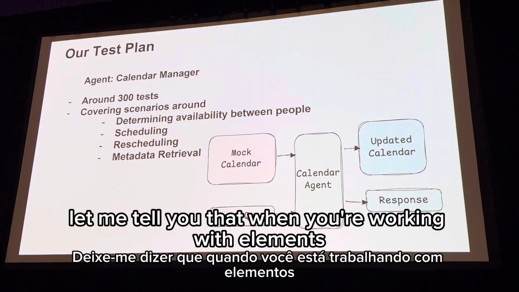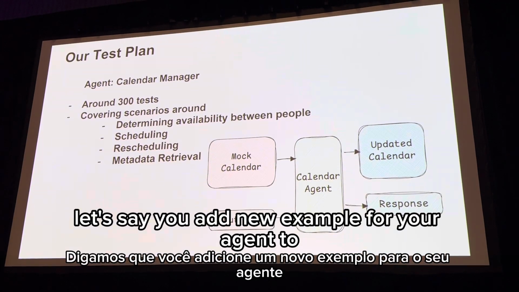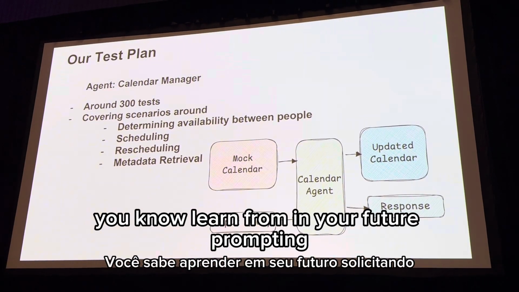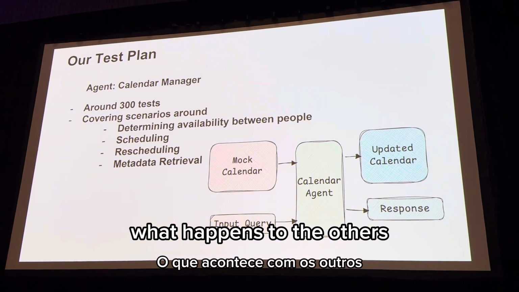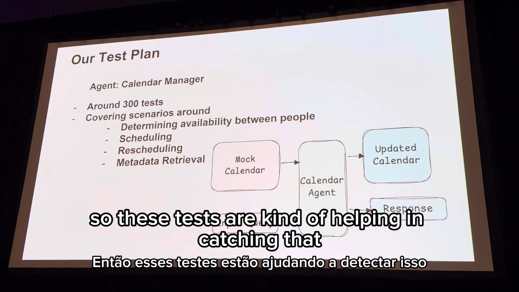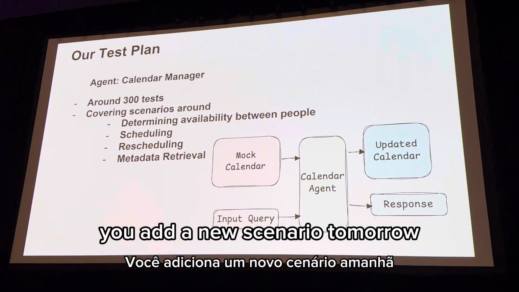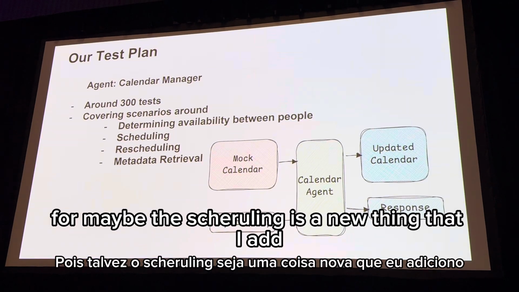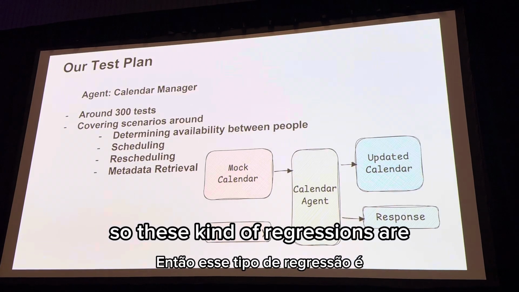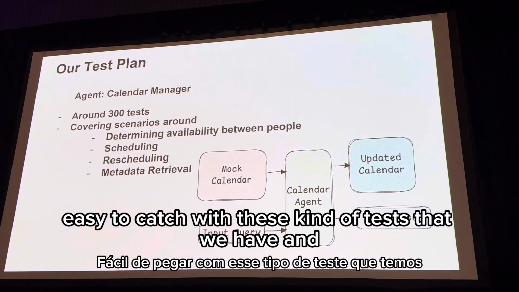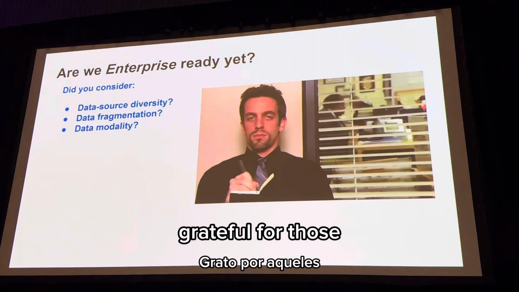Let me tell you that when you're working with LLMs, let's say you add a new example for your agent to learn from in your few shot prompting, it's most likely going to change what happens to the others. These tests help in catching that. If you add a new scenario tomorrow, say risk scheduling is a new thing that I add and it wasn't there before, did it affect scheduling? Did we break something? These kinds of regressions are easy to catch with the tests that we have, and really grateful for those.